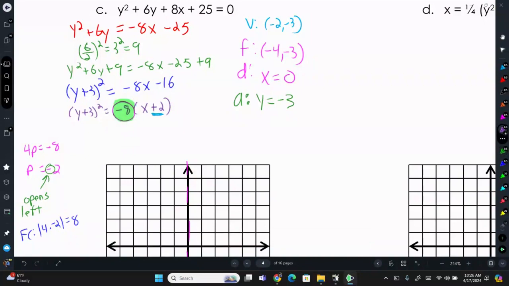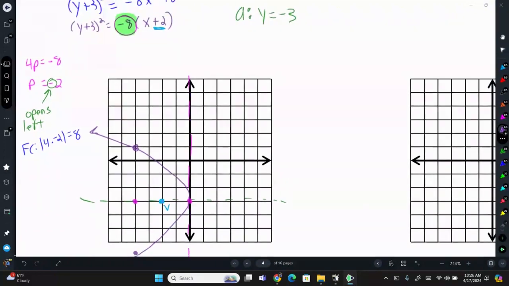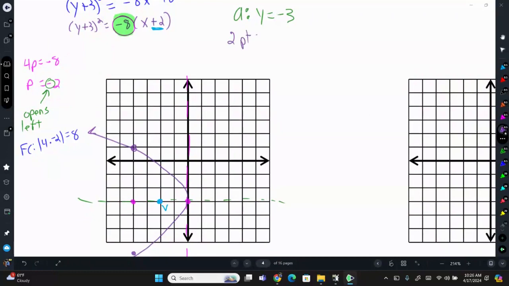Now to get our 2 points, we're going to go from our focus and count in each direction 4 units. 1, 2, 3, 4. 1, 2, 3, 4. So then our parabola will look like that. So those 2 points, we have negative 4, comma 1, and negative 4, comma negative 7.